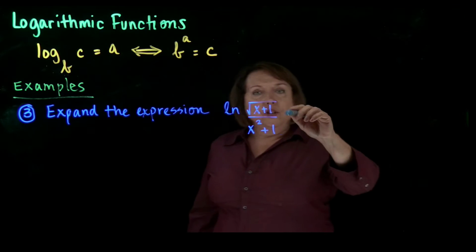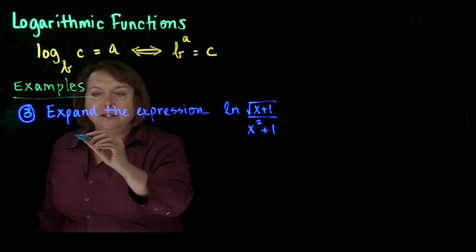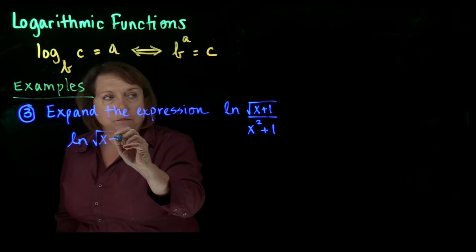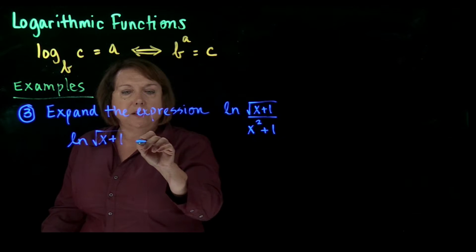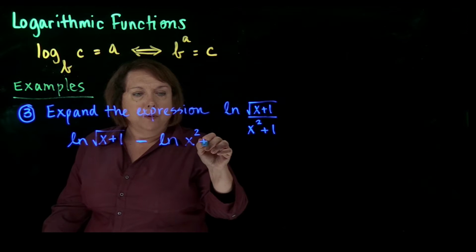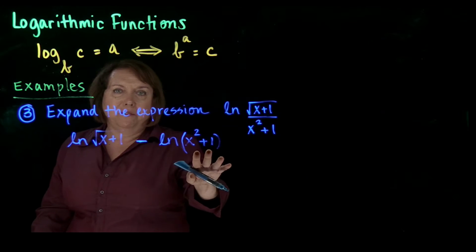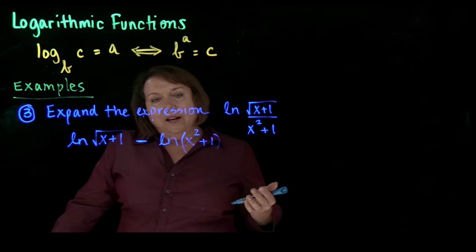So we see a division here. What do we want to do? We want to break this up into two logarithms, in this case two natural logarithms: ln of the square root of x plus 1, and we want to subtract these two logarithms. And I'm going to show this in parentheses just because I am taking the logarithm of this quantity, the whole thing. So what else can I do here?